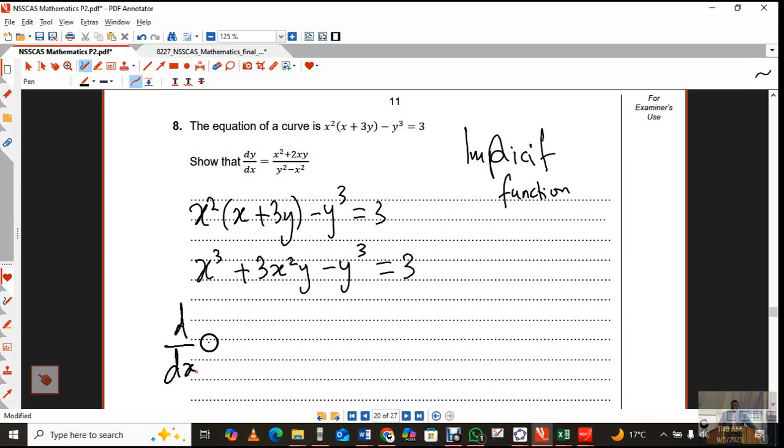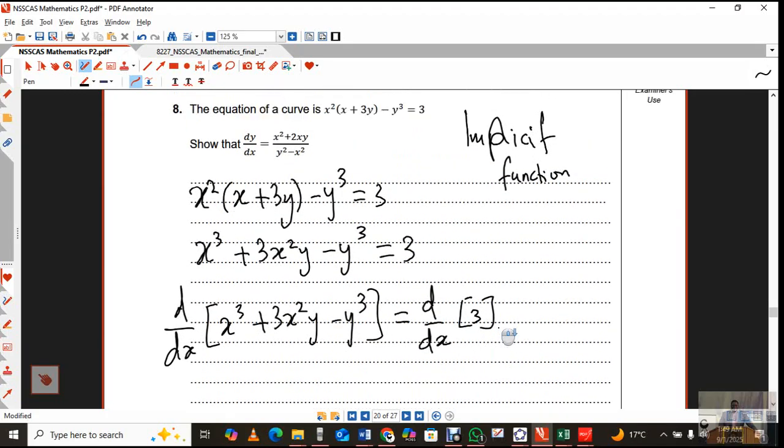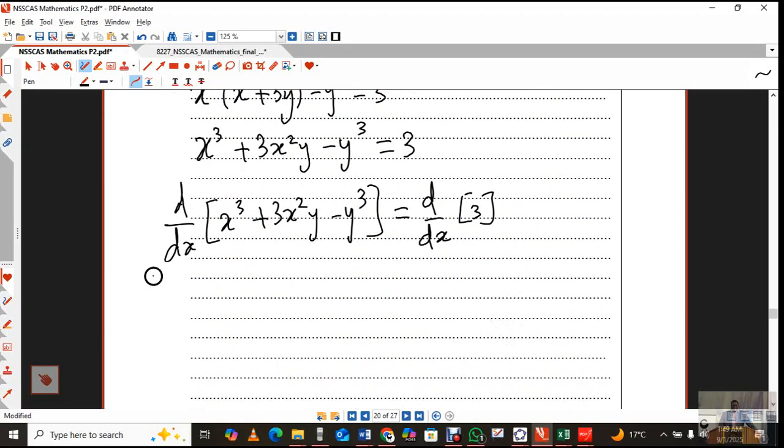d by dx of x cubed plus 3x squared y minus y cubed, we're going to do d by dx of 3 as well. Now, the derivative of that constant is just going to be 0. Right, let's differentiate. And I hope you still remember how to. This is going to be 3x squared plus. Now, this is product rule that must be applied here. Product rule. I take out the constant multiple.